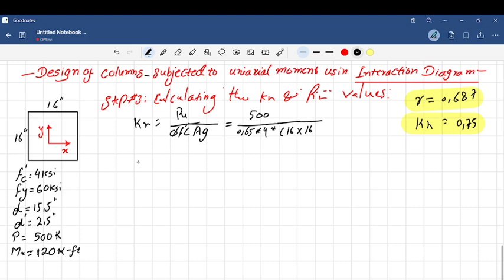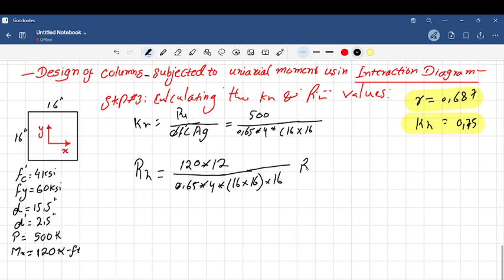We are going to determine the value of Rn. Rn equals Pu times e, as we said, which is the given moment based on the eccentricity multiplied by the given load. So 120 multiplied by 12, we are converting it to inches because the numerator would be in inches, over 0.65 multiplied by 4 multiplied by 16 by 16, and h was the longer side of the column, by 16. So we get the value of Rn to be 0.14.